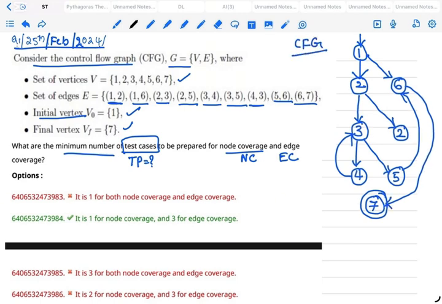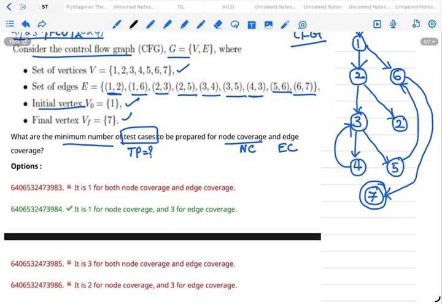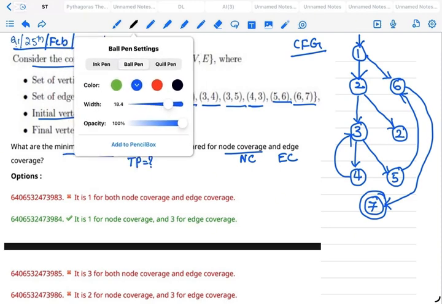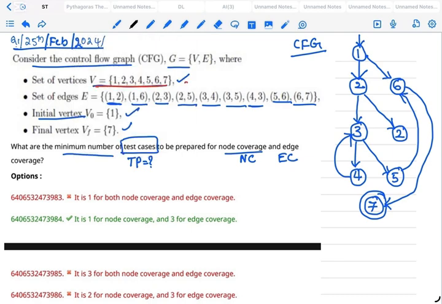given control flow graph. So for this, first we want to find the test paths which cover the node coverage and the edge coverage. So what is node coverage? Node means the number of nodes. There are 7 nodes, right? That is the number of vertices given in the question, that is 7 vertices.